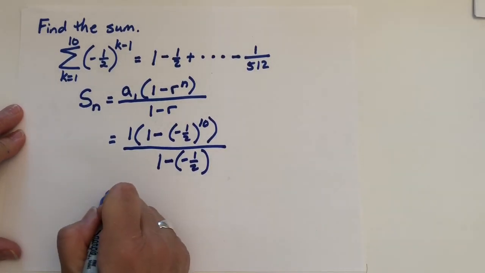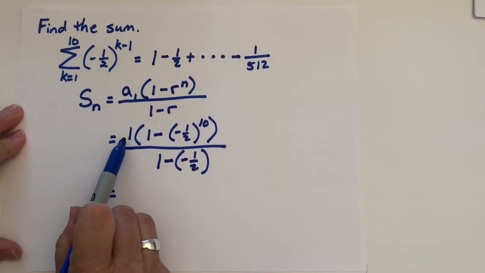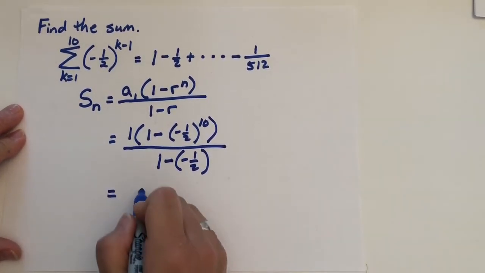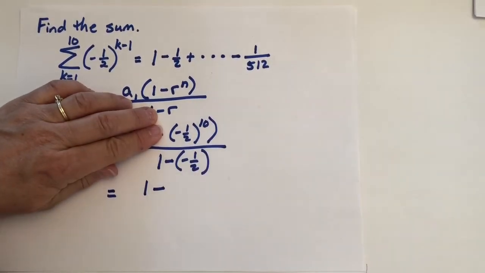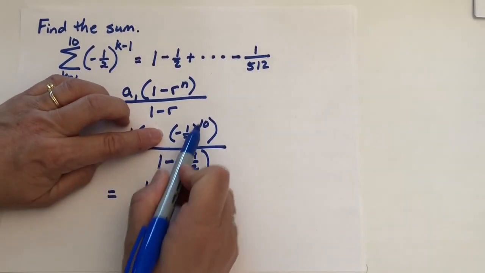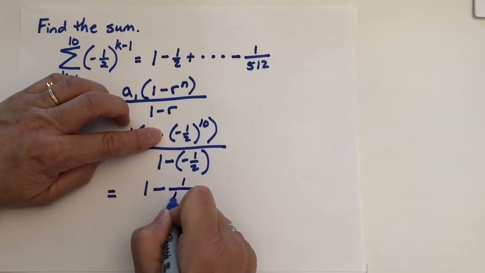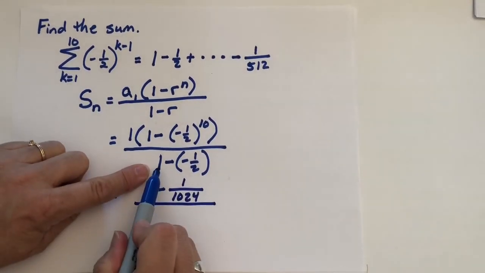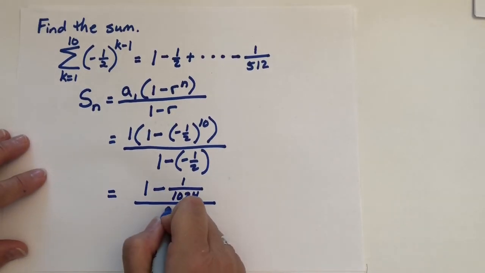So we have some arithmetic to do here. Let's see, this is just a 1. I won't write that on my next line. But I have 1 minus, now this -1/2 is raised to the 10th power, so that'll be a positive value. So I have 1 minus whatever this value is. And you could confirm that it's 1 over 1,024. And in the denominator, I have 1 minus -1/2, which becomes 1 plus 1/2, or 3/2.